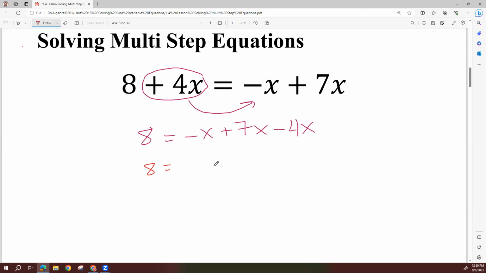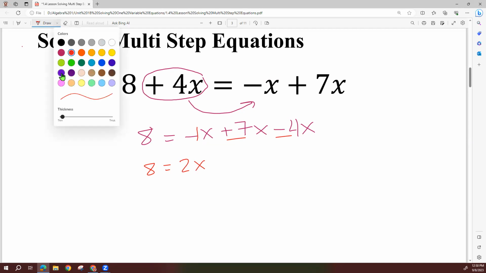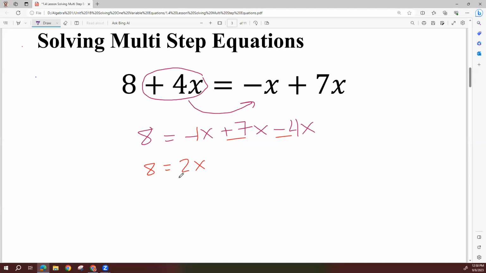8's going to stay. Now I can combine my like terms because all of these terms have variables. I'm going to combine negative 1 with positive 7 and negative 4, and I'm going to get positive 2x. Again, you may use Desmos if you need it. Don't be shy using Desmos to help you. And my last step is I got to move this 2. It's multiplying the x right now. So when I move it to the other side, it's going to divide the 8. And I'm going to get x to be 4.